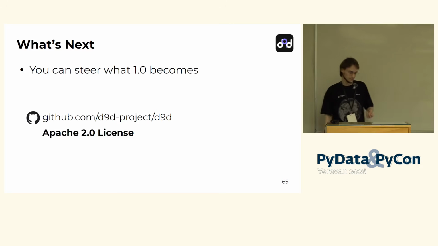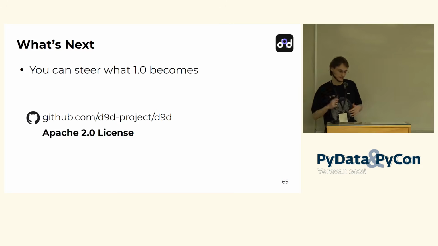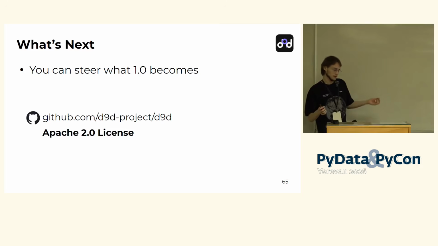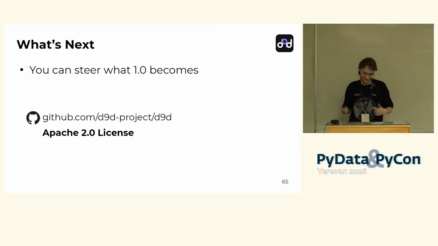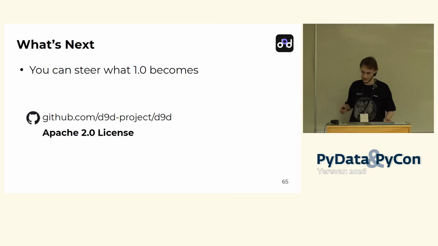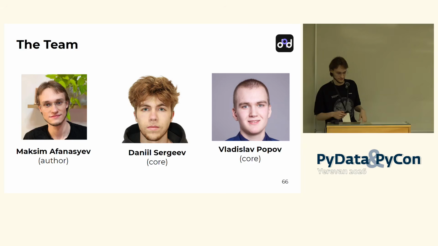And yeah, you can find the project on GitHub. It's fully open source. It's licensed under the Apache 2.0 license. So yeah, you can steer what's happening there. I'll personally advise against using it before 1.0 comes out. But you can check the code, you can contribute, you can run some workloads that are supported for now.